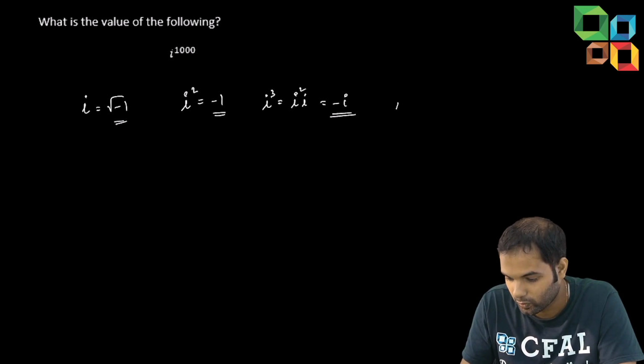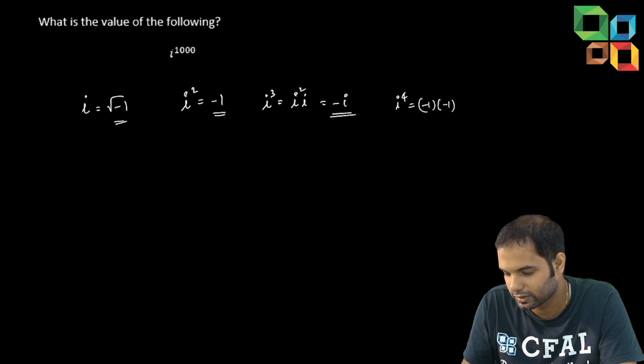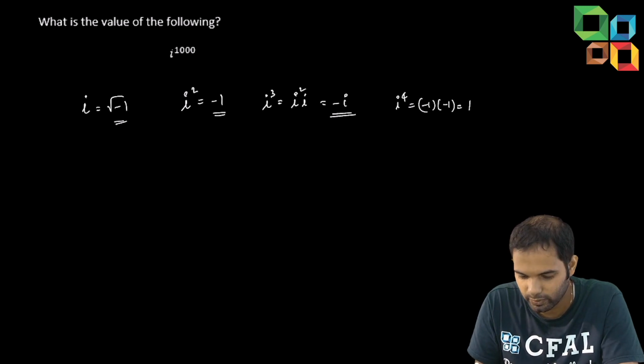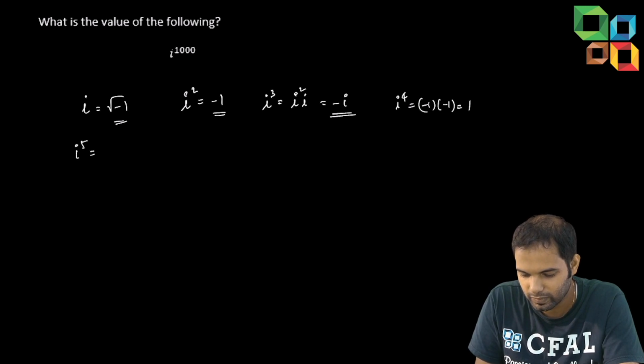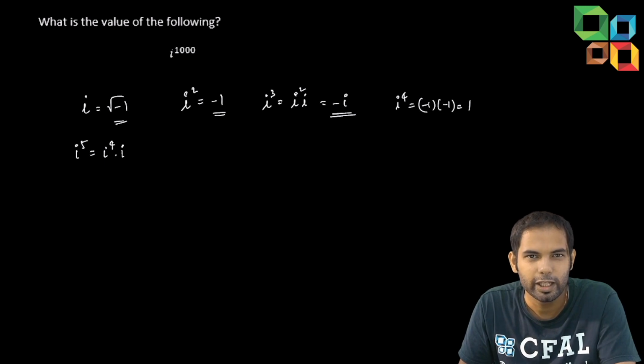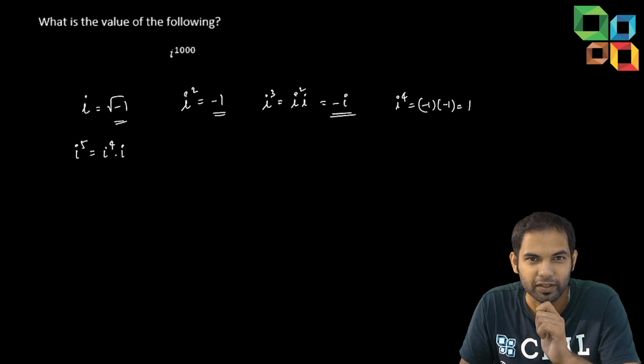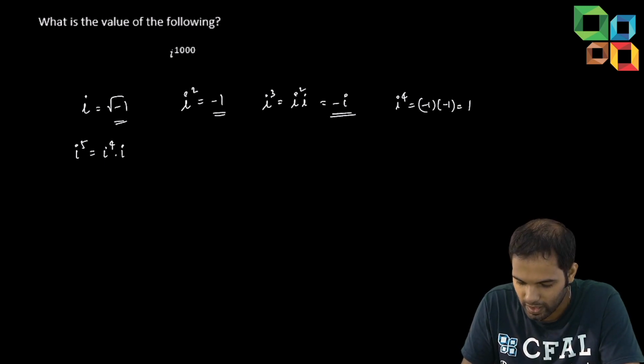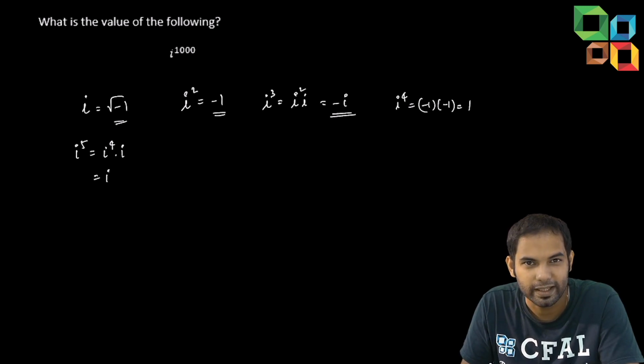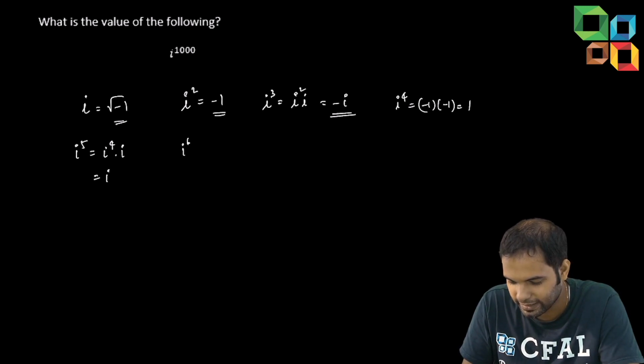So what would be i power 4? i power 4 is nothing but i square into i square. i square is minus 1, this is also minus 1. It's 1. Can you see what i power 5 will be? i power 5 is nothing but i power 4 into i. i power 4 is 1, that is a very important factor. If i power 4 is 1, then this will be equal to i itself. Now again, i power 6, I can use the same logic. It's i power 4 into i square, and because i square is minus 1.